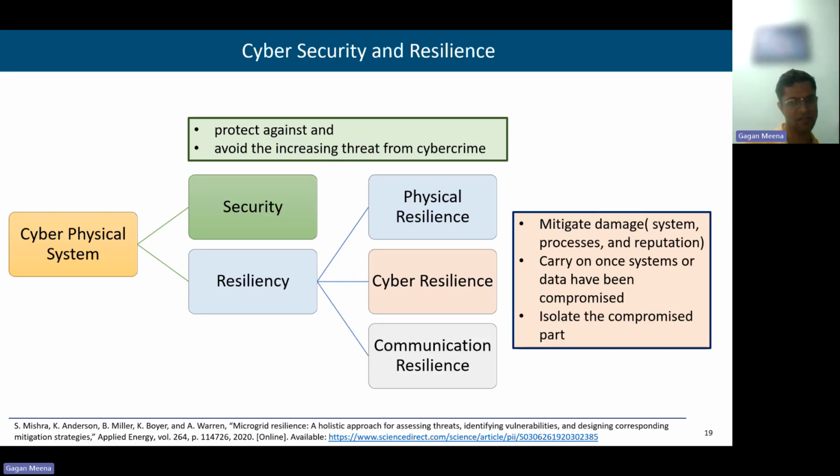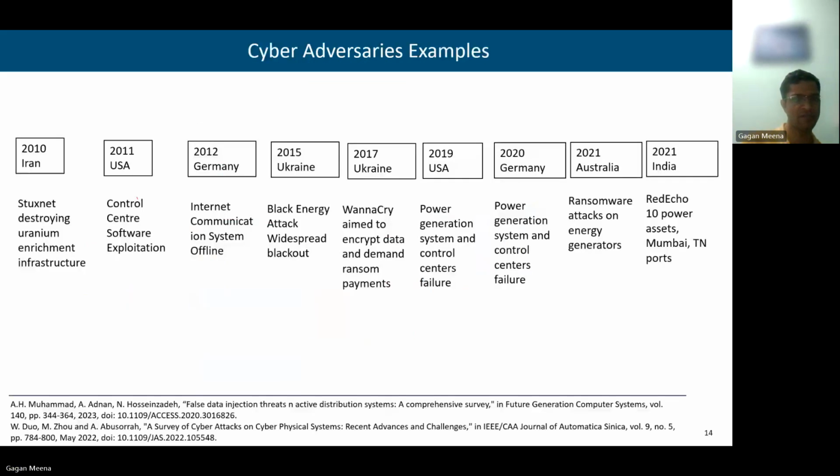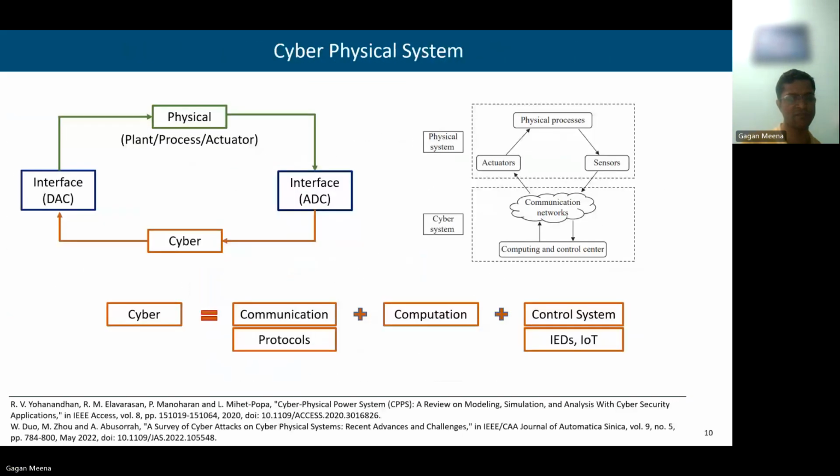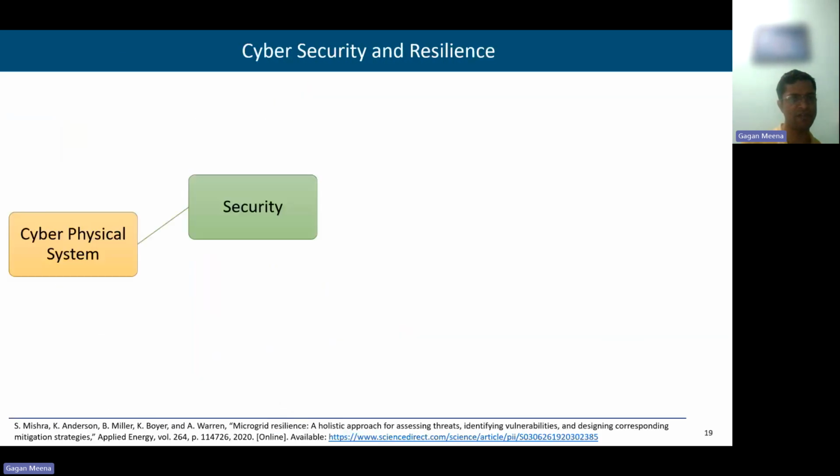And the third one is the resiliency of the communication systems. We can even include the communication in the resilience part, because the cyber layer has three components: communication, electronic devices, which we have already seen, communication protocols, computations, and the control system or IT devices.